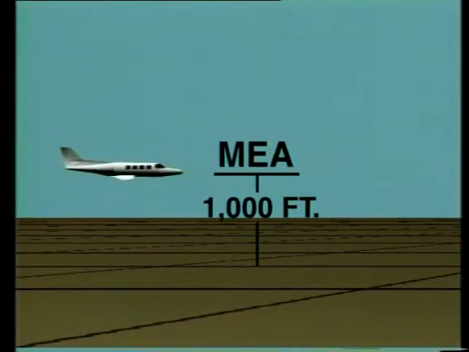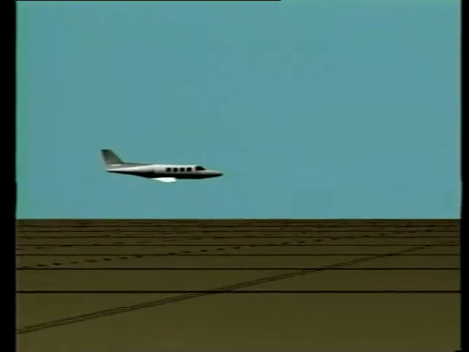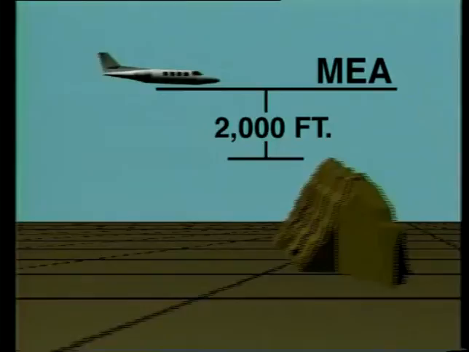When you're on an airway, the MEA normally provides a minimum of 1,000 feet obstacle clearance over non-mountainous terrain and 2,000 feet in mountainous areas.